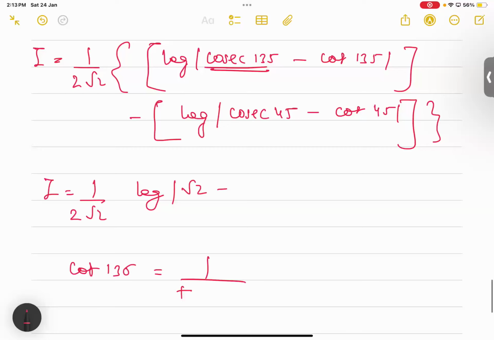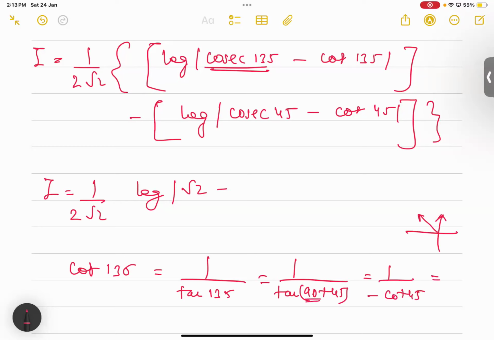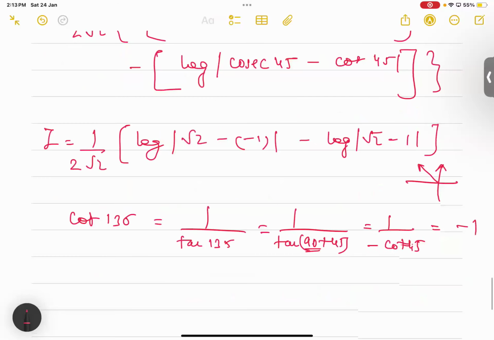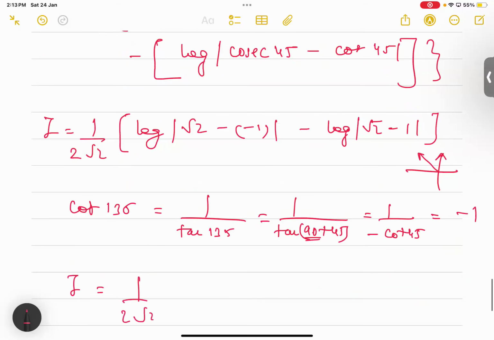1 upon tan 135. Tan of 90 plus 45. 90 is over here, plus anti-clockwise. In this quadrant, your tan is negative. Because 90 is on the y-axis, tan changes to cot. So this is going to be minus 1. So this is minus 1 minus log. What is cosec 45? Root 2, right? And cot 45 is 1. Clear, everyone? So this will be 1 by 2 root 2 log root 2 plus 1.